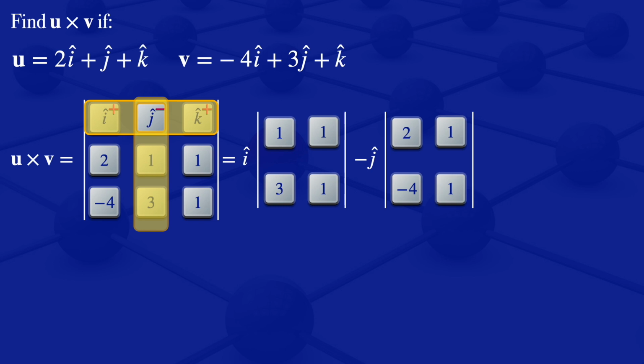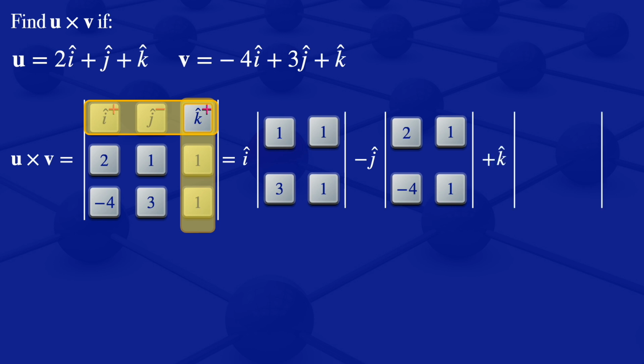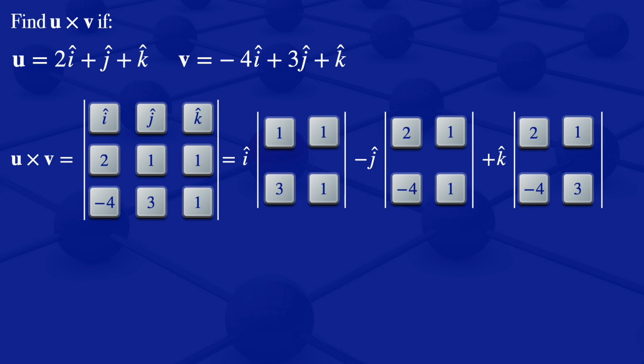I will now go on to the next element, the k. So I cover the row and the column containing the k, and the k there is sitting on a positive, so write there plus k multiplied by the determinant of the uncovered elements. The uncovered elements here are 2, 1, -4, 3. We now have those 2 by 2 determinants there.